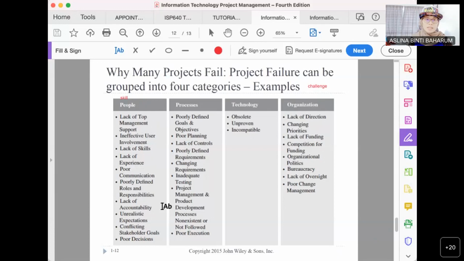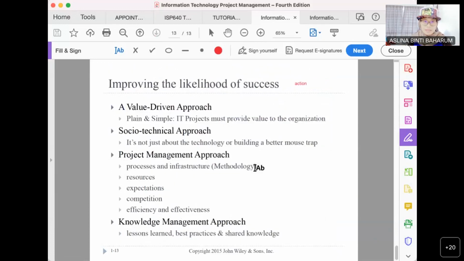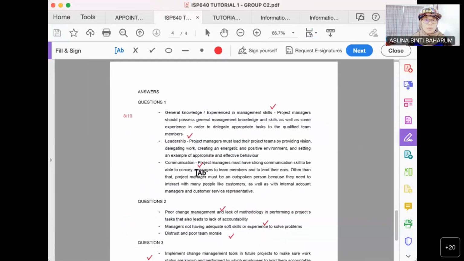So this is the skills. And the challenge here is the 4 categories, similar to the previous slide. And the action is this one, improving the likelihood of success. So using the value-driven approach, socio-technical approach, project management approach, or knowledge management approach.